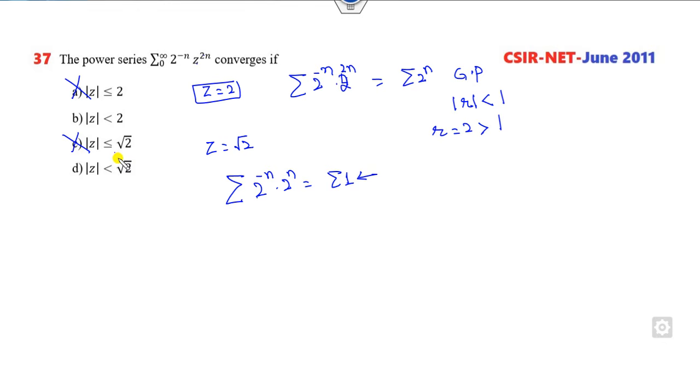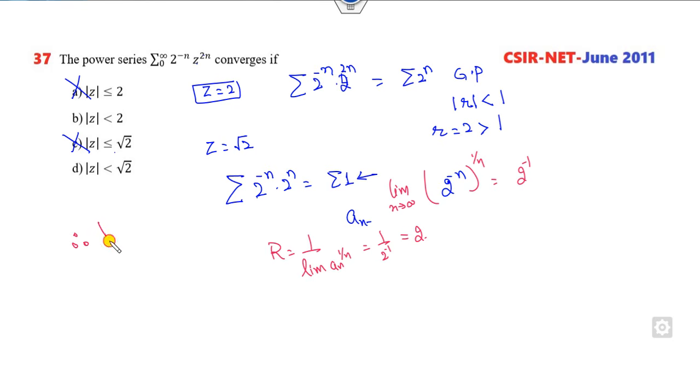Now look at these two options. You can find the radius of convergence. So 2 raised to power minus n. How can you find the radius of convergence? You can take the limit as n approaches infinity of 1 by n, 2 to the power minus 1. This is the radius of convergence, so 1 over limit of this. So 1 over 2 raised to power minus 1 is 2. So what is that? This is my z square. The polynomial in terms of z square is less than 2. So z is root 2 is the right answer. This is wrong. The equality option you can easily discard.